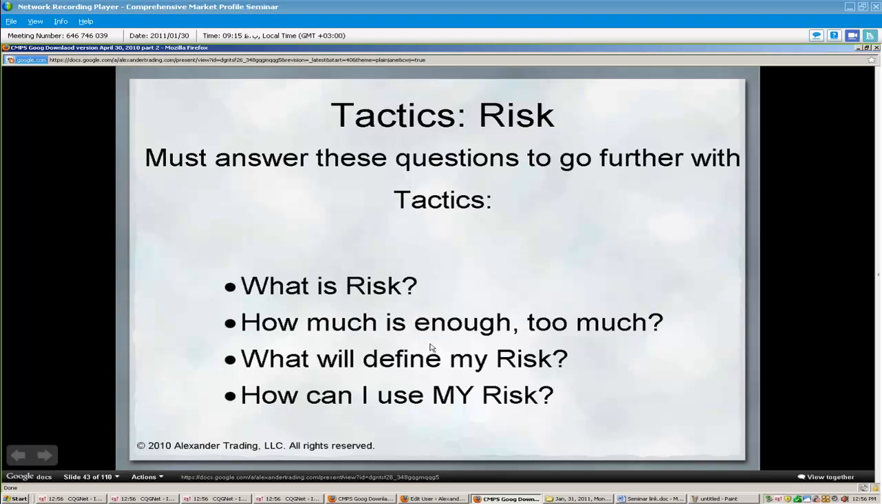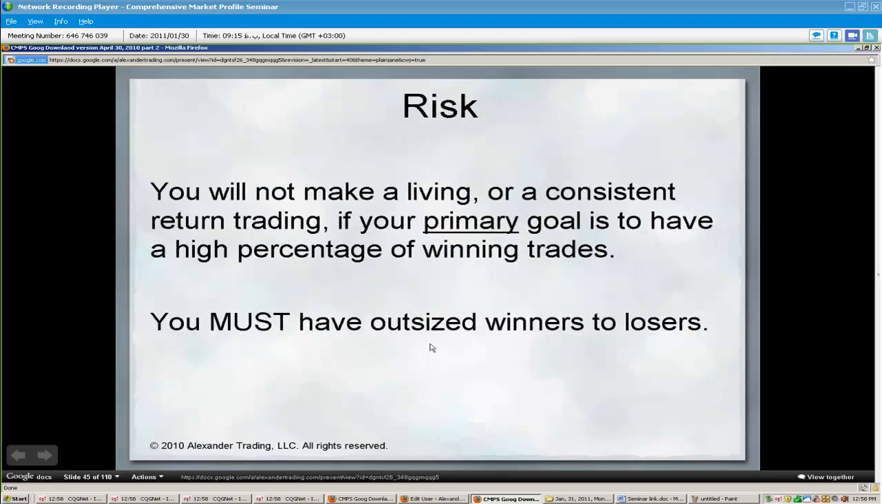If you focus on trying to have a high percentage of winning trades, what you'll end up doing is cutting your winners short and letting your losses run, because that's how people come up with these runs of having a high percentage of winning trades. The focus is on the wrong thing.